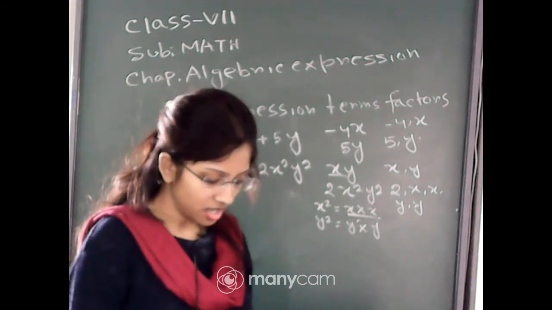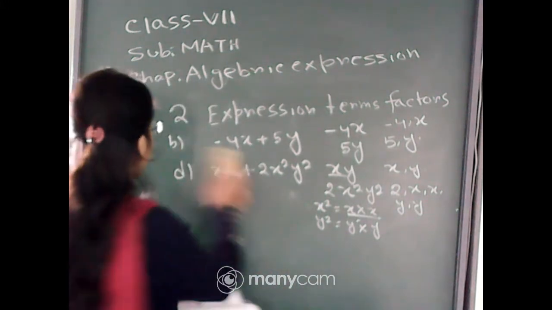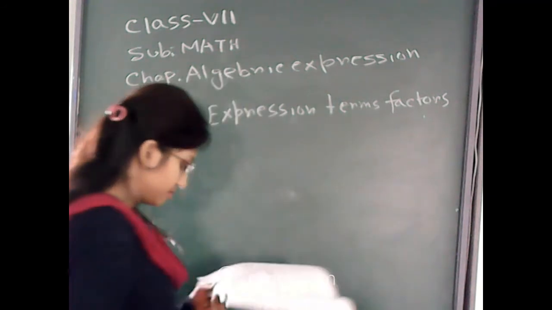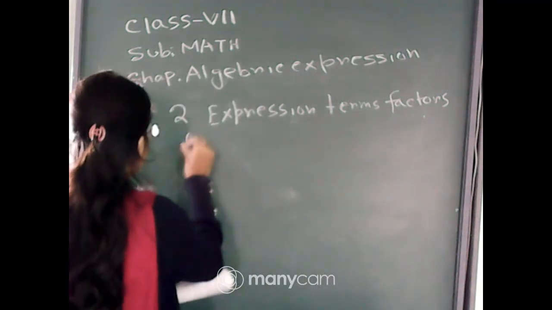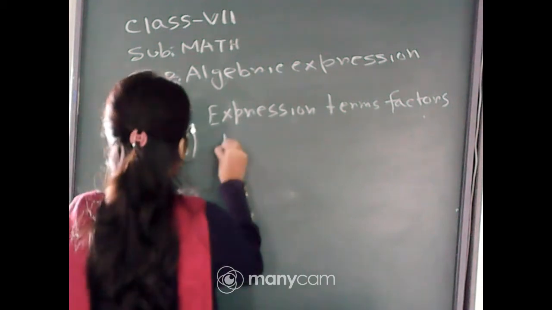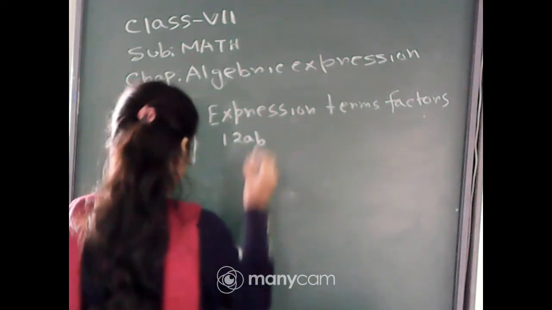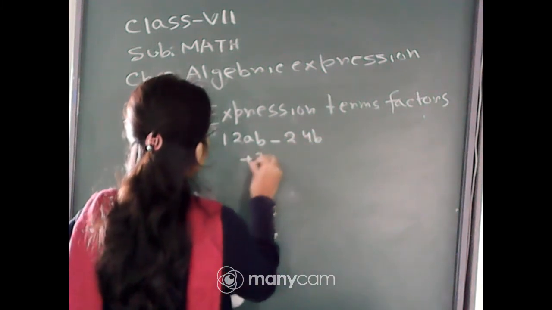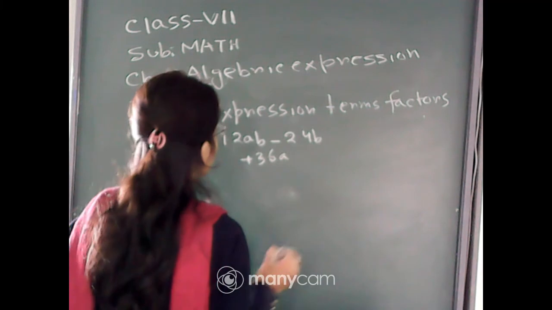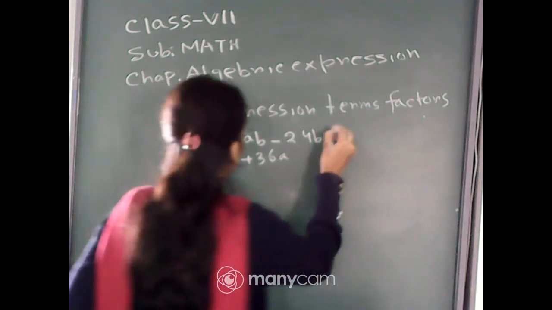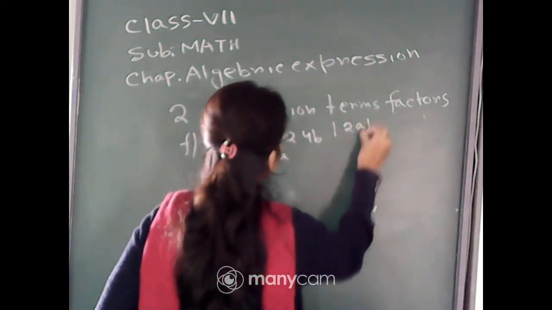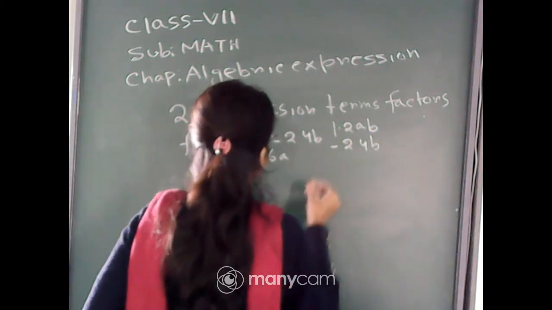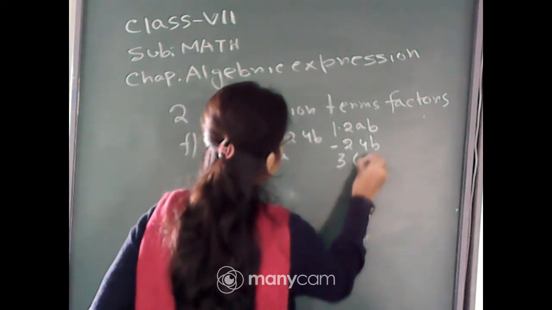Okay. Then, next question number F. Here the algebraic expression is 1.2 AB minus 2.4 B plus 3.6 A. Therefore, terms of this algebraic expression are 1.2 AB, minus 2.4 B and 3.6 A.